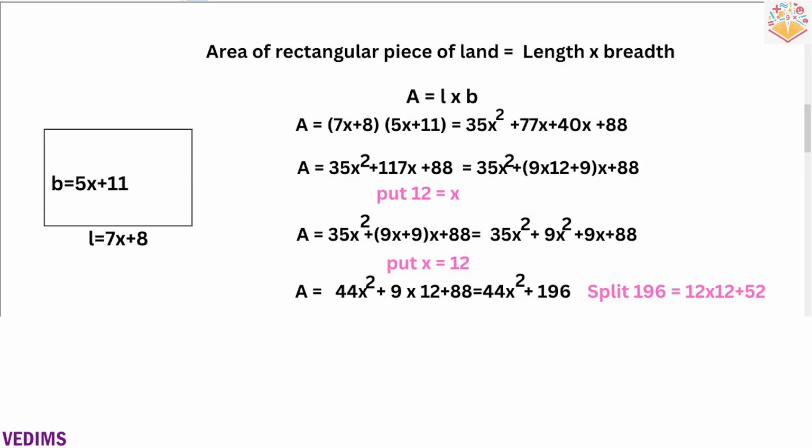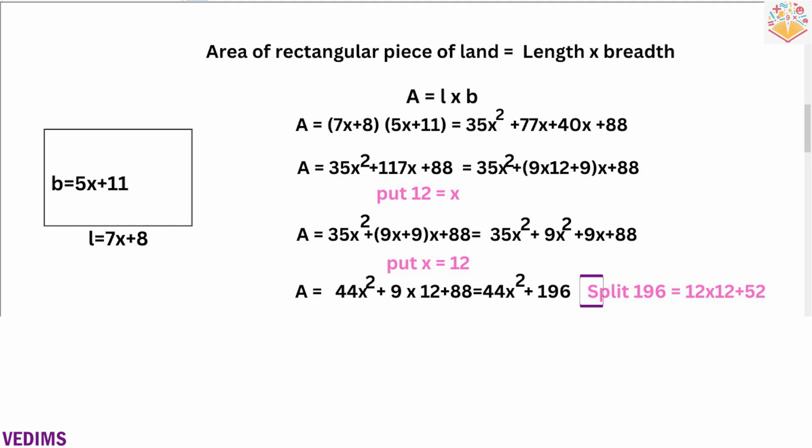as it is. Now wherever there is x along with 9 you put 12. What do you get? 35 plus 9 becomes 44x square and 9 into x, in place of x you put 12, you got 9 into 12 plus 88. Now take the product of 9 into 12. 12 9s are 108. 108 plus 88. If you add, you get what?